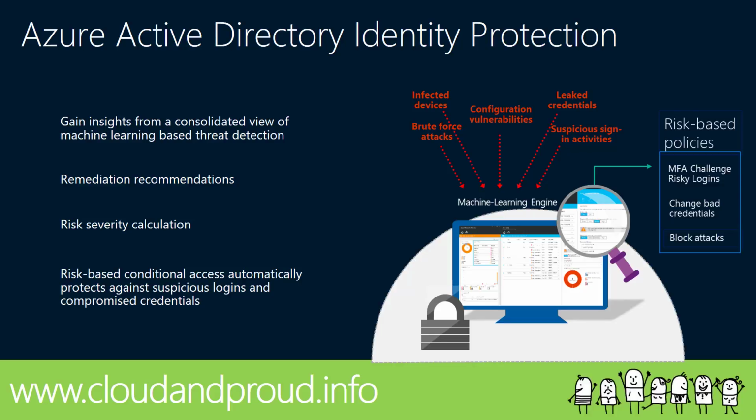The severity of the risk event represents the strength of the signal as a predictor of an identity compromise, combined with the amount of noise that it typically introduces.